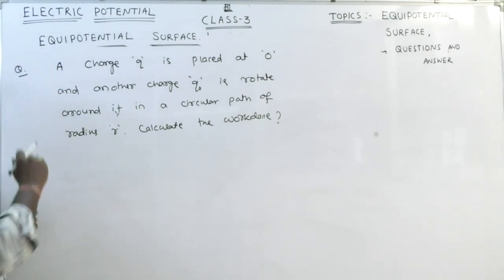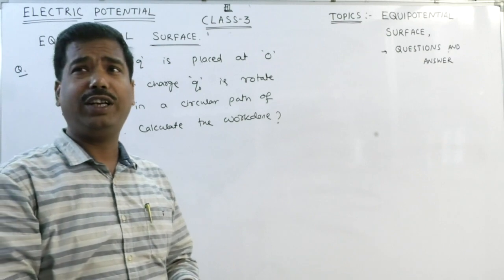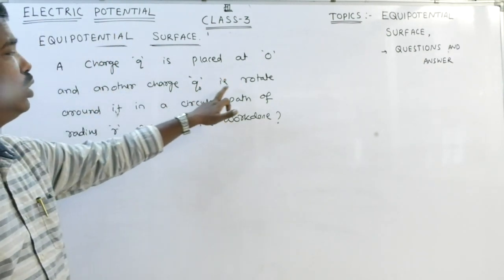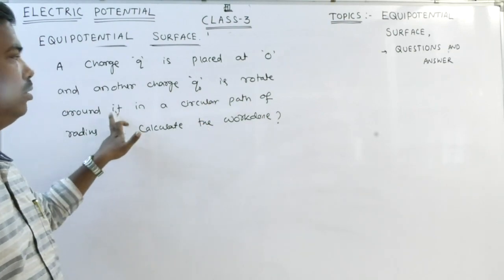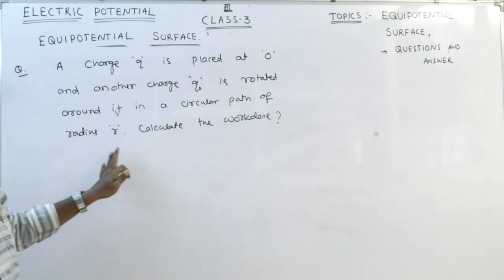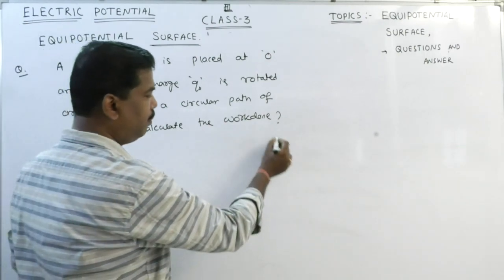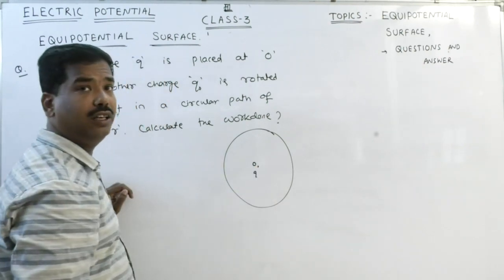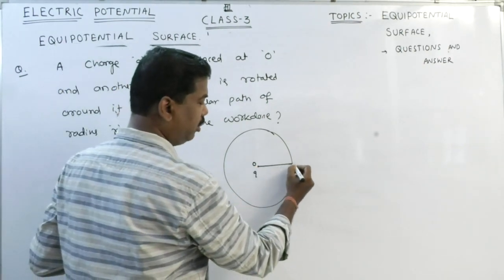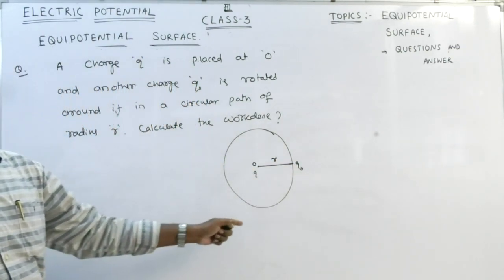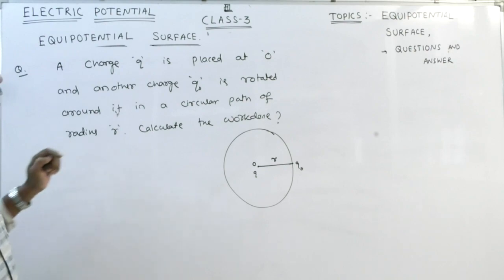I hope this is the question from 2018 or 2017. A charge Q is placed at O and another charge Q0 is rotated around it in a circular path of radius r. Calculate the work done. It means the charge Q is placed at the center and another charge Q0 is allowed to rotate along a circular path. Then calculate the work done.